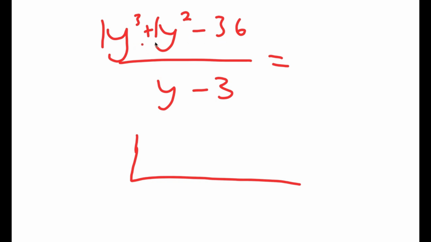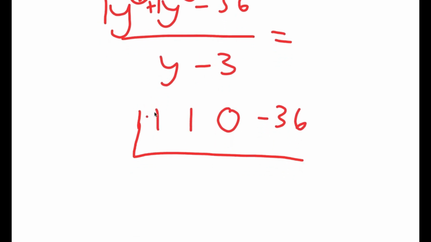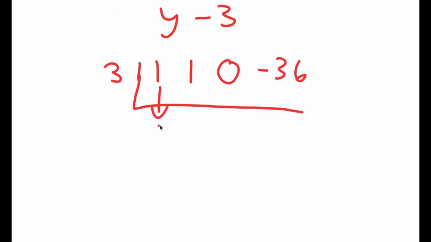The first coefficient is 1, the second one is 1 as well. We're supposed to have a y here because our exponents go in order, decreasing, and we don't have y to the power of 1 here, so we just say 0. And then finally we have negative 36 at the end. And then our denominator, we have 3. So now we're going to drop down 1.